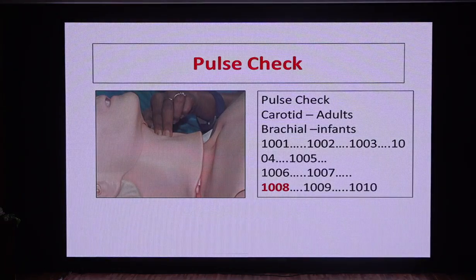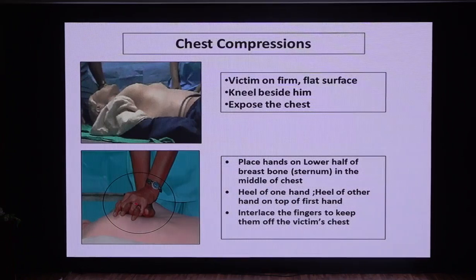How do you do a pulse check? It is the carotid pulse in adults and the brachial pulse in infants. How do you count 10 seconds in case you are alone? You chant 1001, 1002, 1003, up to at least 1008 before declaring that the patient has no pulse, and then start chest compressions.